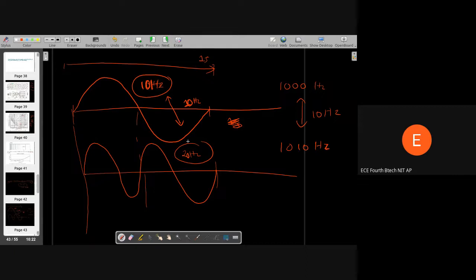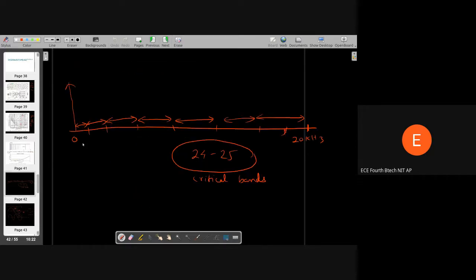So we have these bands. The brain processes frequencies in bands, where the bands are small at lower frequencies, and as the frequency increases, the bands become wide. So this is called the critical band theory, and it is a proven theory.